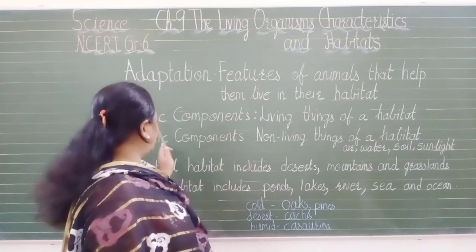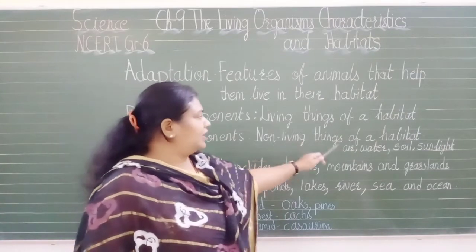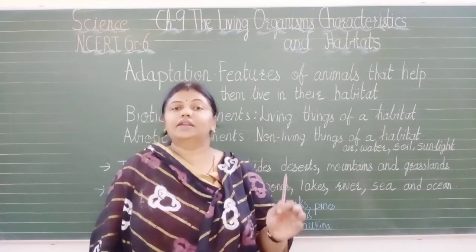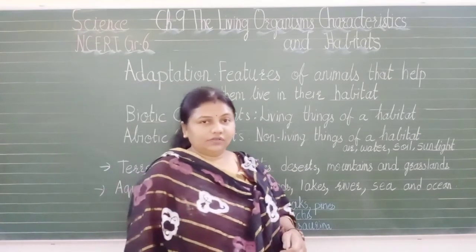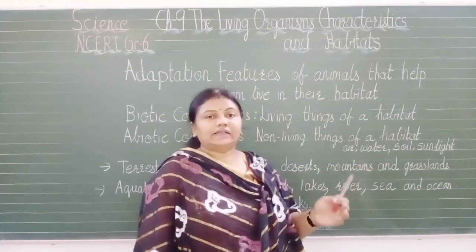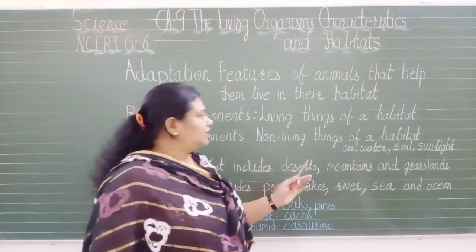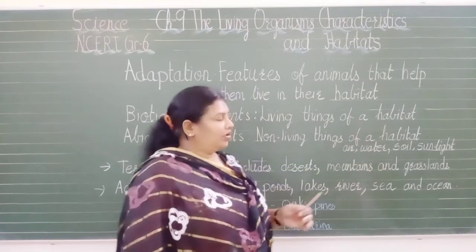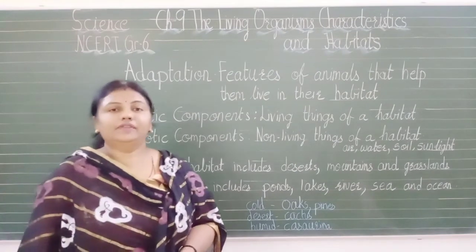Now what do you mean by abiotic components? Abiotic components include the non-living things of a habitat. Yes, non-living things of a habitat are in the category of abiotic components. We can give examples: air, water, soil, sunlight, all these are considered abiotic components. So they are non-living things of a habitat, and examples are air, water, soil, sunlight, and so on. Now terrestrial habitat. Yes students, you are clear with the word terrestrial.